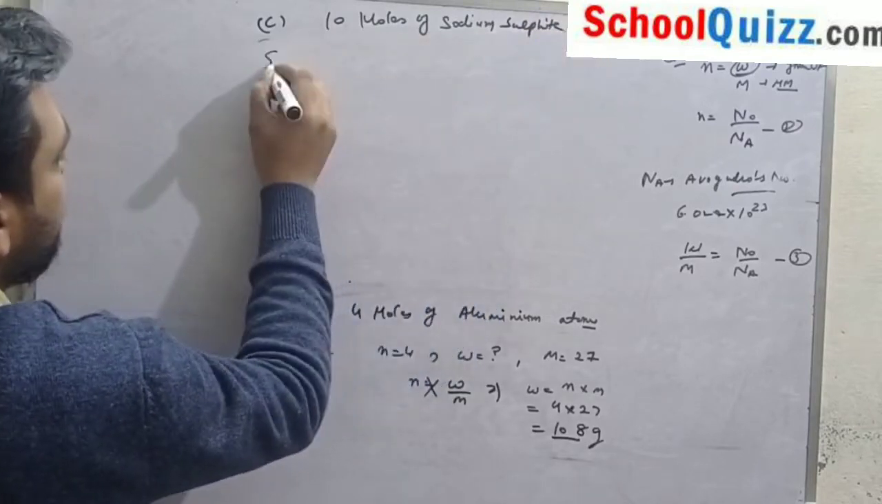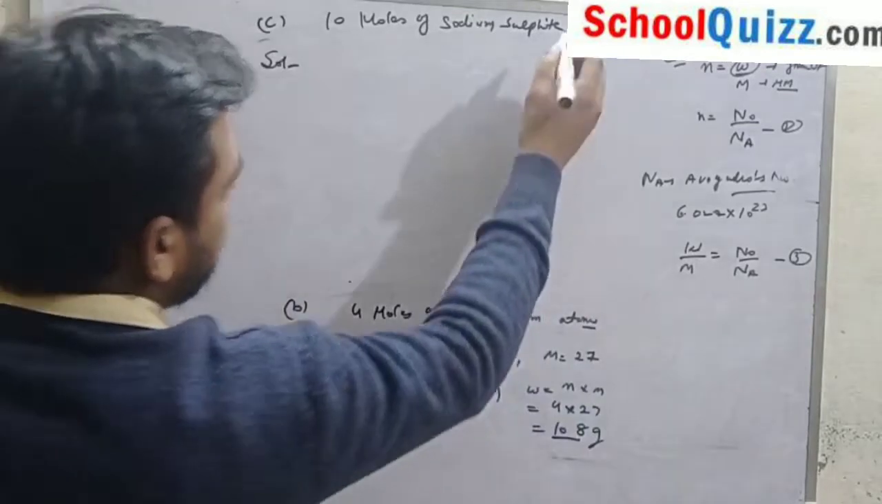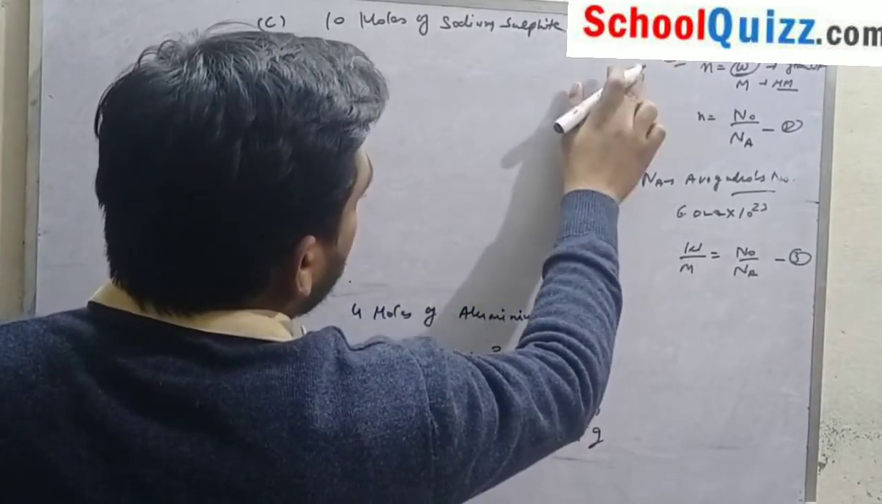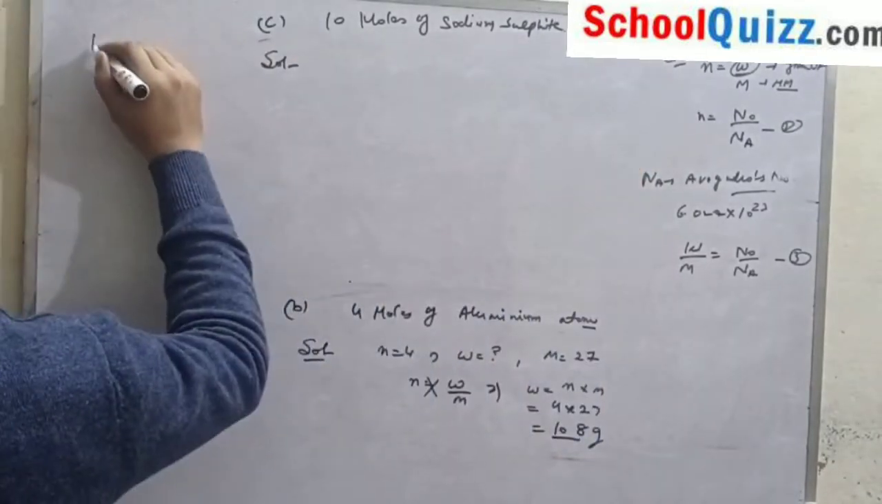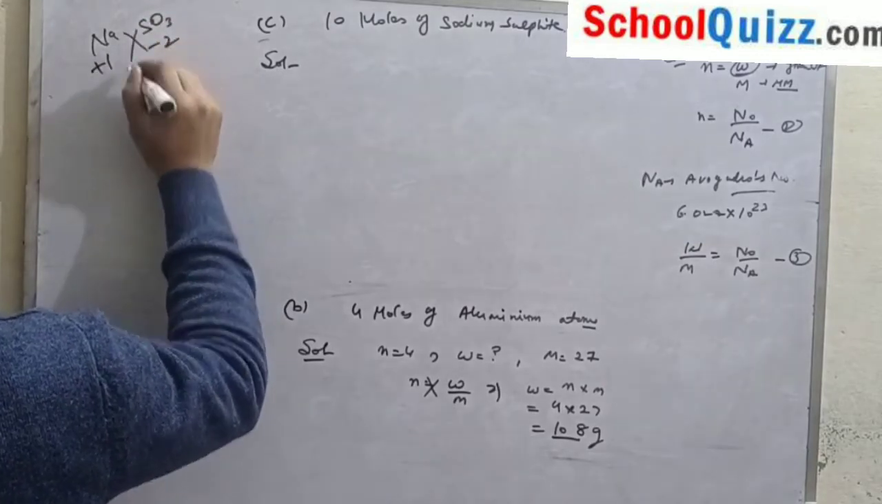10 moles of sodium sulfite. The formula is given to students, that is Na2SO3. If the formula is not given, you can make it: sodium is Na plus 1, sulfite is SO3 minus 2.